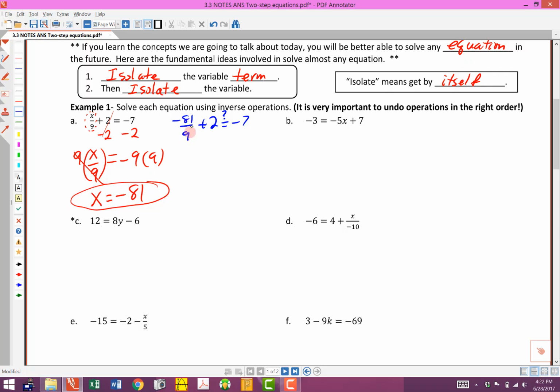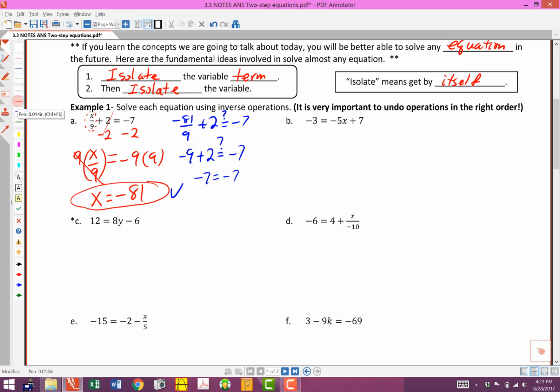Negative divided by a positive, we're going to do the order of operations, do division before we do addition. So this is going to be negative 9 plus 2 equals negative 7. Does negative 9 plus 2 equal negative 7? It does. So this checks out. That's the right answer. So it's really important that we do things in the correct order, and we're basically undoing the order of operations, and we'll take a look at that a little bit more later on.